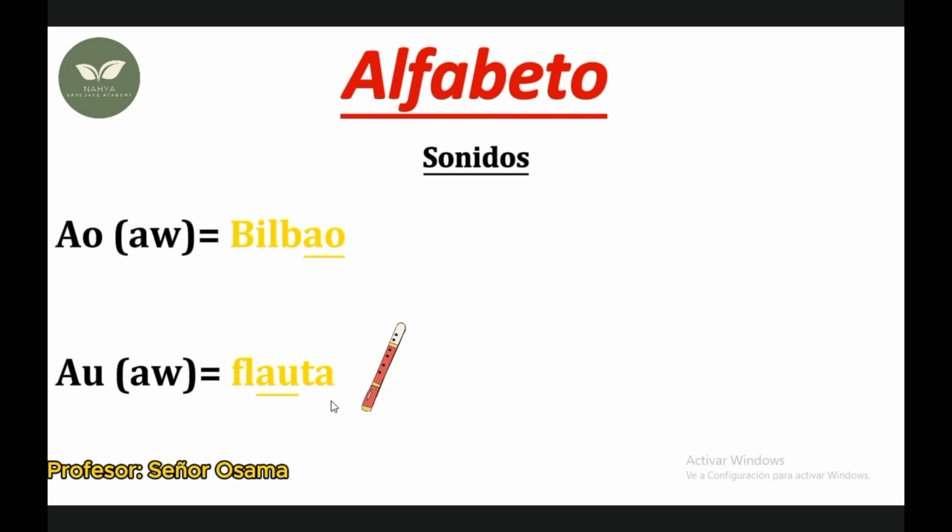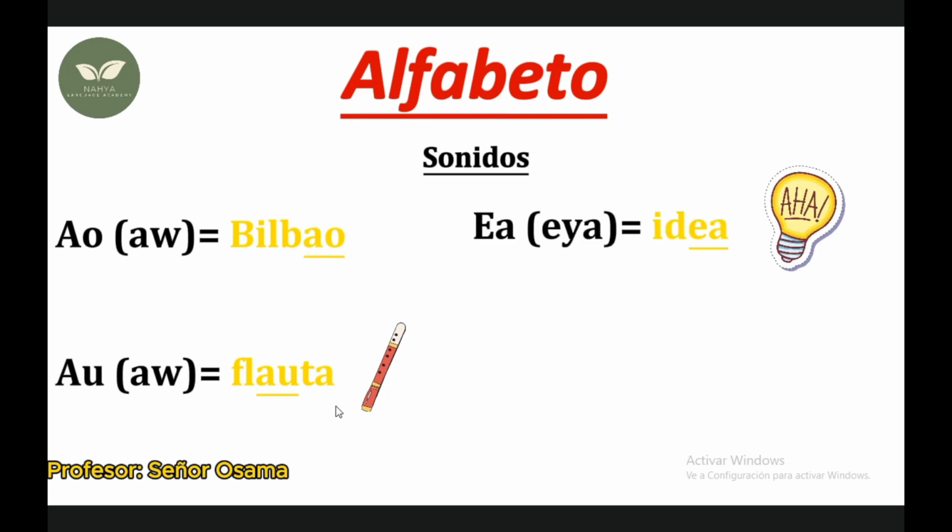making sounds in the music. Okay, so let's go. So the next one is ella. Ella. Here we put the sound. Here we put the letters together, or the vowels together, and here we put the sound that it makes. Okay, so we can find this sound in the word idea. Idea. Okay, idea, which means idea.